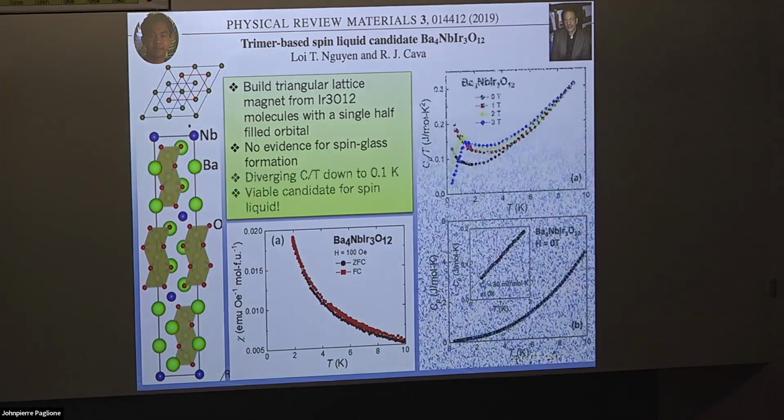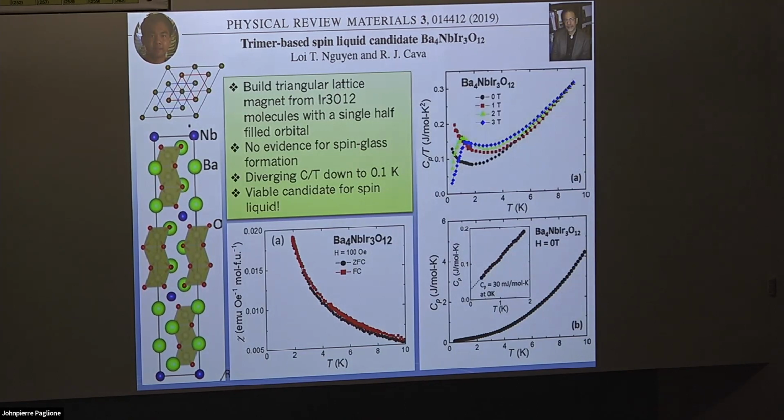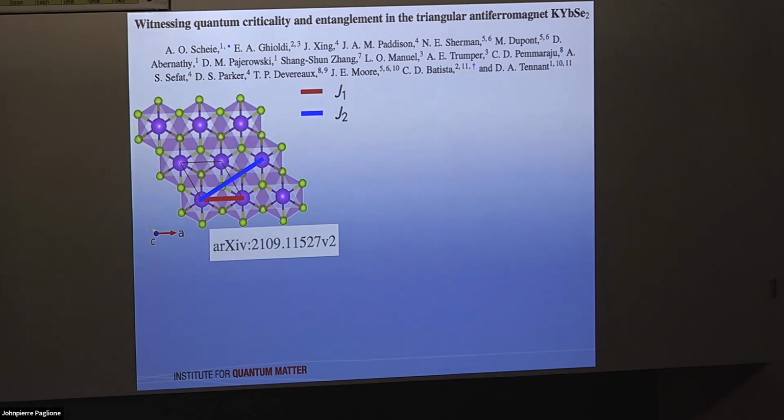And lo and behold, this material does not have a phase transition to long-range order. It is a crystalline material. It is an ordered material. However, it doesn't actually have a phase transition. So this is a really promising potential candidate for spin liquid. And this is where it stands right now, because there are some challenges associated with looking at these iridium-based materials.